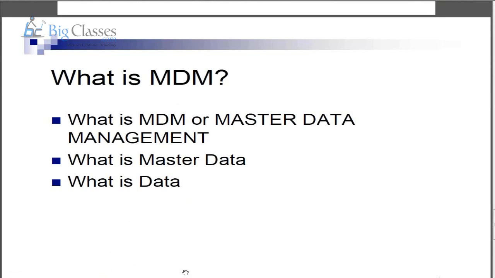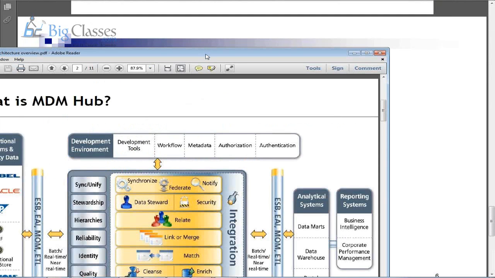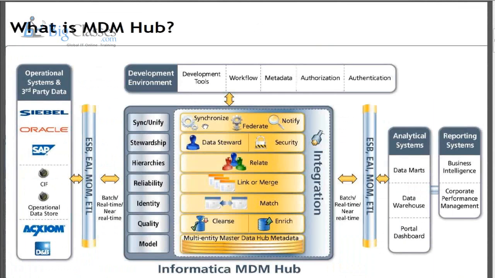Now we'll just have a quick glance at the architecture. See, this is the high level architecture. I'll be covering this architecture in the first class, but I'm just giving a high level overview. You can see all these are source systems. This is the interface, either real time, that is ESB, EAI, or MOM, that is message oriented middleware, or via an ETL. So you could load data from source systems to your MDM hub via all these interfaces.